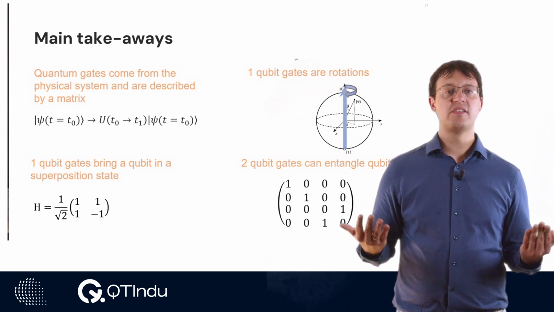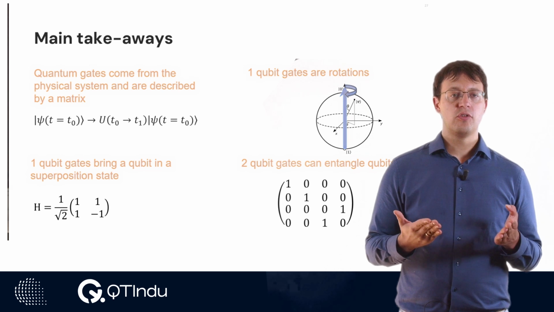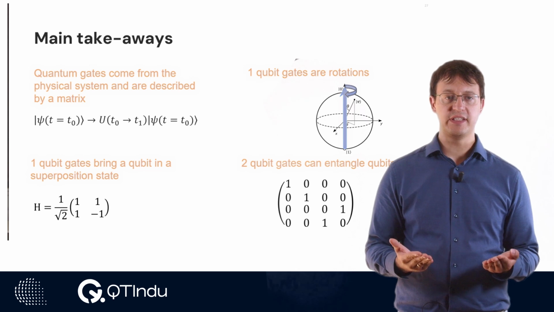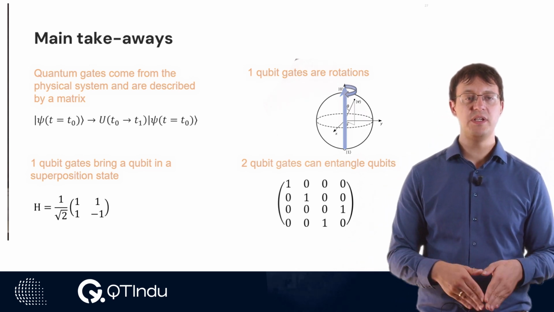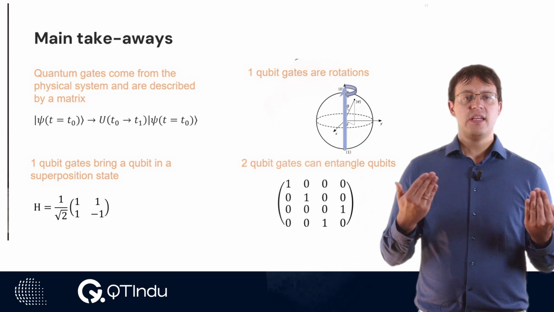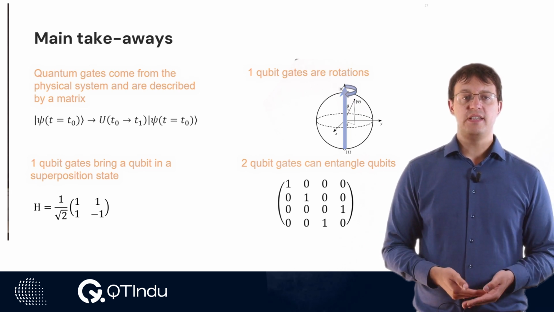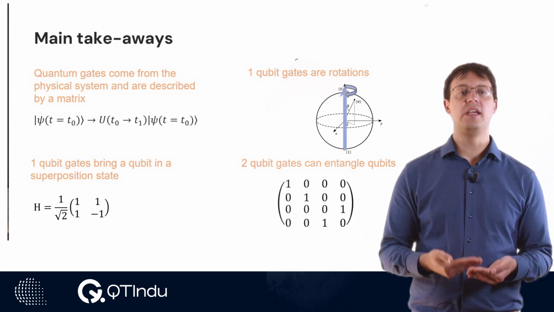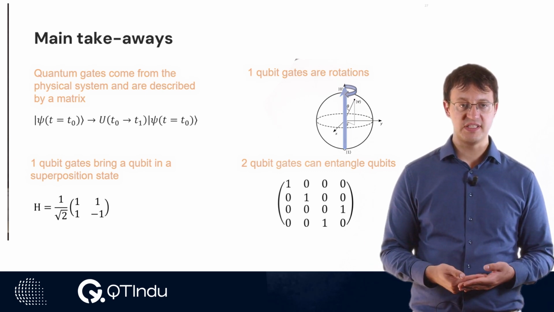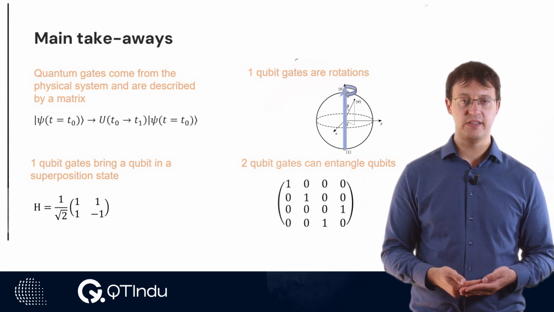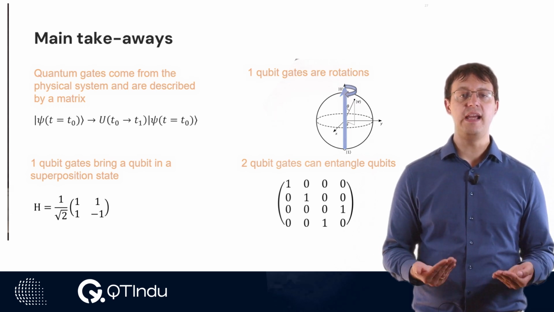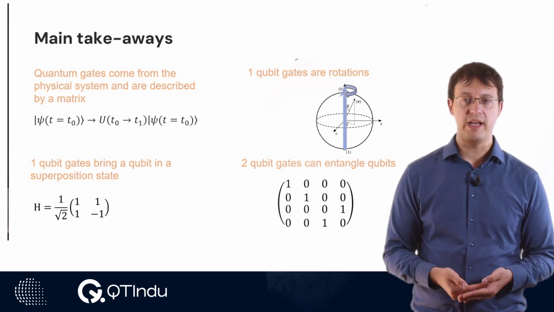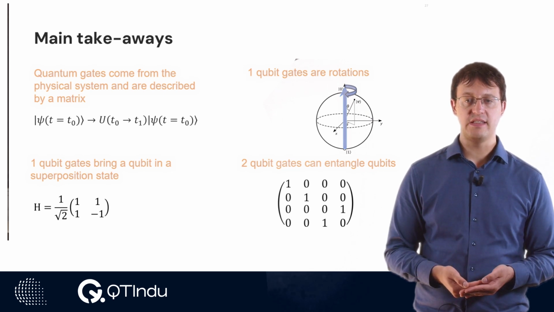The main takeaways of this lecture are: quantum gates come from the physical system and are described by a matrix. The size depends on how many qubits it acts on. Single-qubit gates can be represented as rotations. Additionally, single-qubit gates can bring a qubit into a superposition state, and this is, for example, performed by the Hadamard gate. And lastly, two-qubit gates can entangle two qubits with each other, which means they cannot be described by a tensor product state anymore.